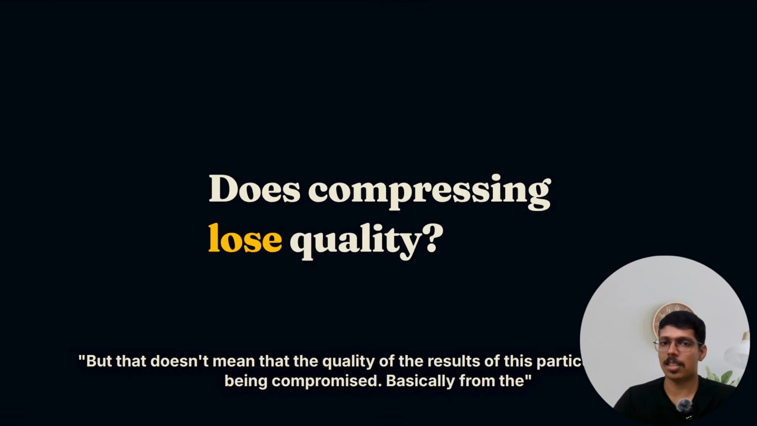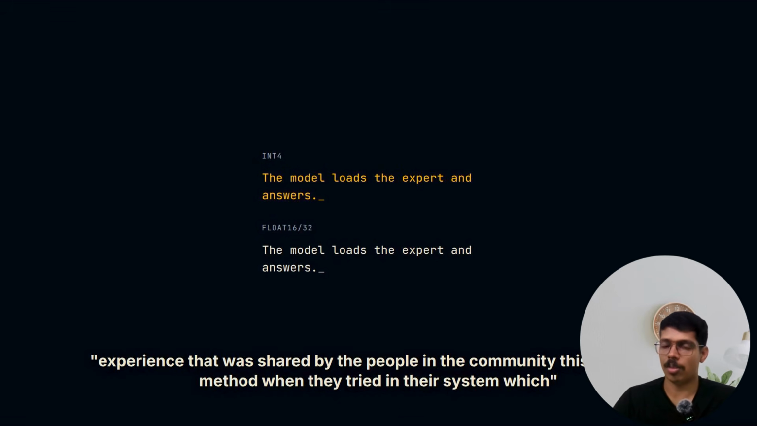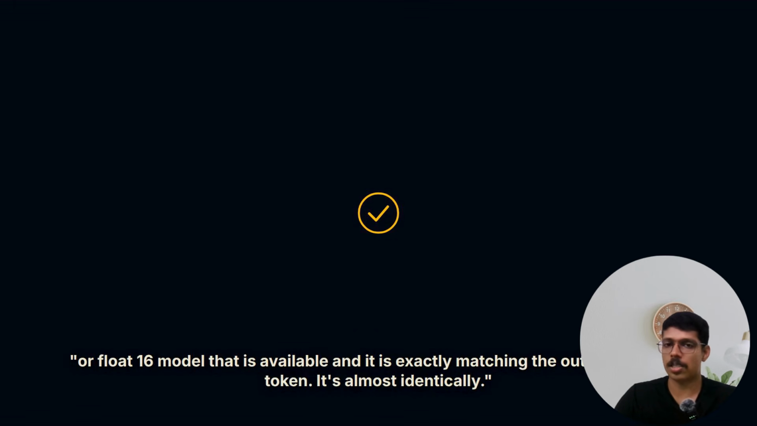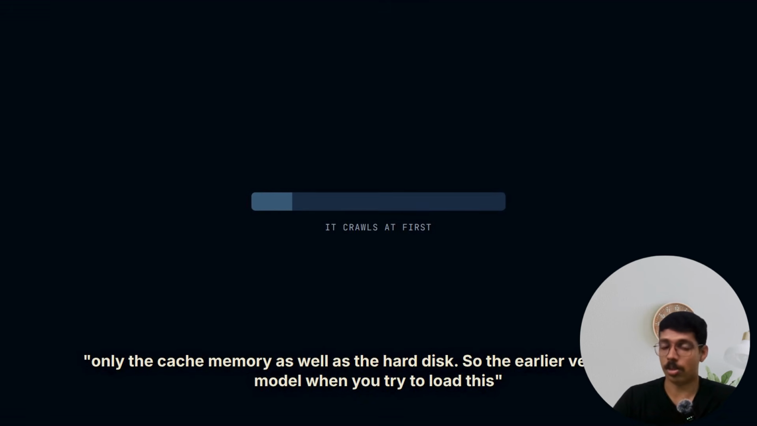Basically, from the experience shared by people in the community, when they tried this method on their system, which is obviously 25 GB of RAM, this model tends to perform on par with the float 32 or float 16 model that is available, and it matches the output token per token. It's almost identical. So these are the metrics and the methodology of how this model is being loaded into a system without using a GPU, using only the cache memory as well as the hard disk.